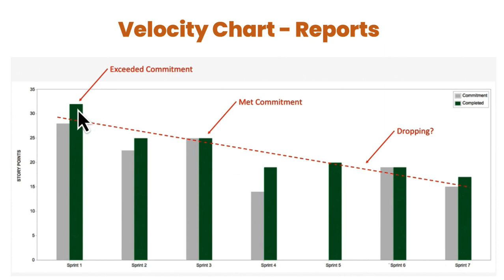For example, if we see over here that from sprint 1 till sprint 7 the velocity of the team is dropping, it means that the team is not performing well. The reasons here can be many, like attrition or more complex work being added. The team has the responsibility to look out for this.